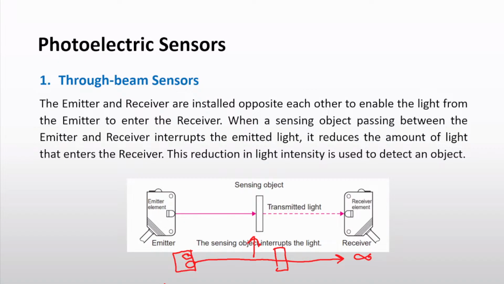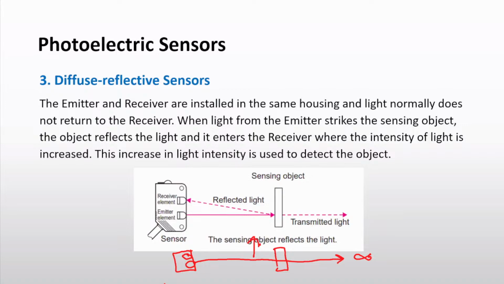But when we are using a diffuse reflective sensor, if there is a presence of any object, the amount of the reflected light will increase. In this case too, after an object comes, the amount of light reaching the receiver increases. So this is the principle of diffusion used in the diffuse reflective sensor. Okay, let's move on to the next sensor.